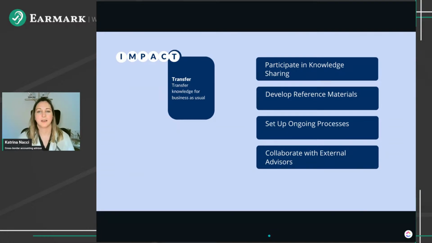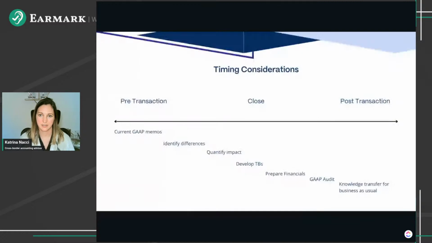In terms of the timing considerations, and I will caveat that this is more related to transactions where there's a fundraise or an acquisition and not so much an IPO. With an IPO, you really have to front load all of this before the close, obviously, because you need full US GAAP or IFRS audited accounts in the registration statements themselves. But when it comes to fundraise or acquisitions, a lot of companies are bringing me in too late in the process after they've already closed those transactions.